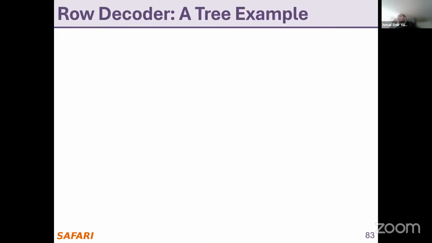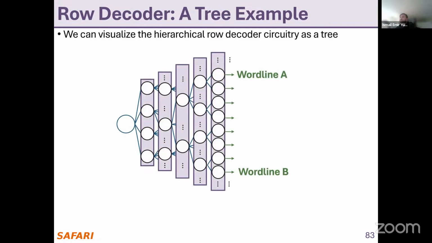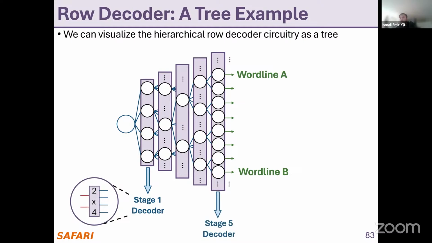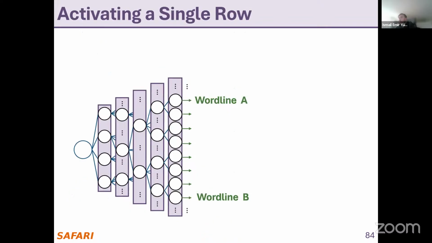So let's try to illustrate this row decoder circuitry as a tree. Assume that we have the root, which you can think of as the subarray enable, or choosing the subarray as a starting point, and the leaves are the word lines. Each level represents one stage, and each node is a decoder output.